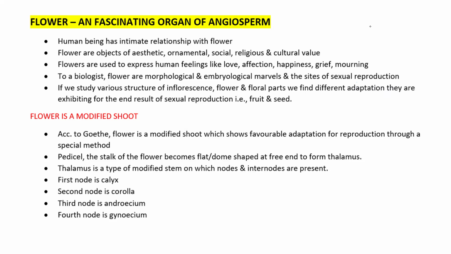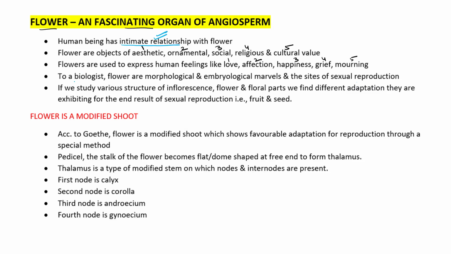In this video, we are going to discuss the introduction part of reproduction in flowering plants. Now see the flower, we say it is a fascinating organ of angiosperms. It is an object of aesthetic, ornamental, social, religious and cultural values to express a few human feelings like love, affection, happiness, grief or mourning. So you can say human beings have a very intimate relationship with flowers.